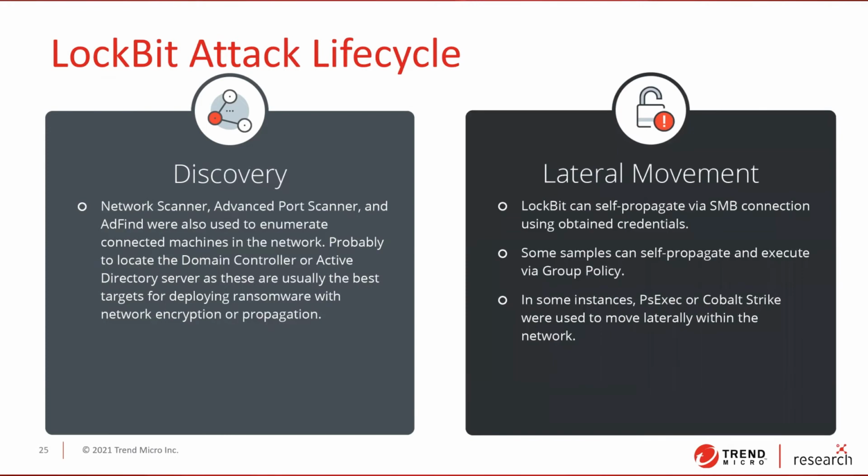So the next step obviously is lateral movement. When they initially access the network, whether through one of those initial access methods or even a phishing attack against an employee, they're not going to stop at that system. They're going to quickly map out your network and then laterally move to the places that they need to. In this case, we saw them self-propagate via the SMB connection using obtained credentials. They're looking to steal credentials and use that for lateral movement.